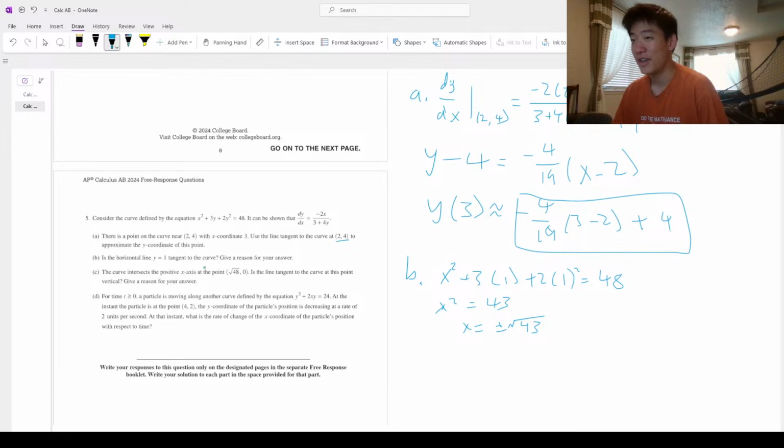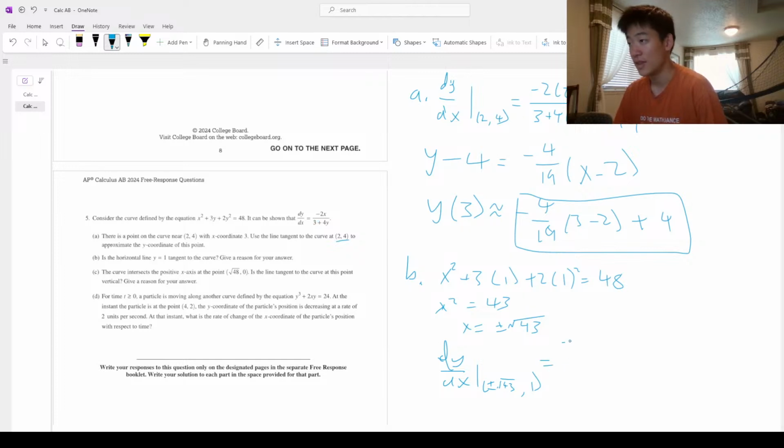So what's the slope of y equals 1? Well, it's 0. So dy over dx at plus or minus root 43. I don't know if this is good convention or not. You can probably just choose one of these points. All you have to show really is that the derivative doesn't match up. If the derivative doesn't match up, then it's not tangent.